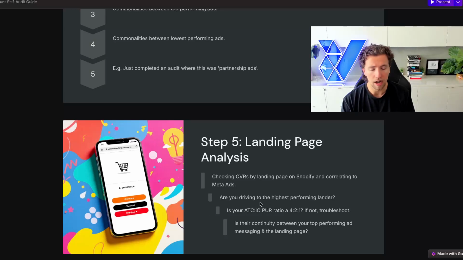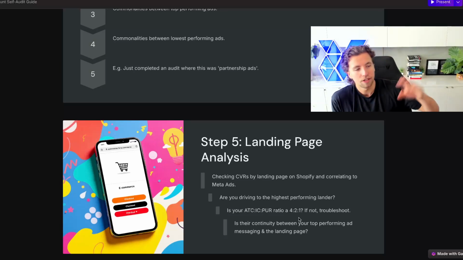Are you driving to the highest performing lander? Generally ignore homepages. Homepages have really high conversion rates because people come through organic or they come through emails. And so it looks like it has high conversion rates, but that's just skewed because warm, high intent traffic goes to the homepage. So don't take homepage conversion rates into account.